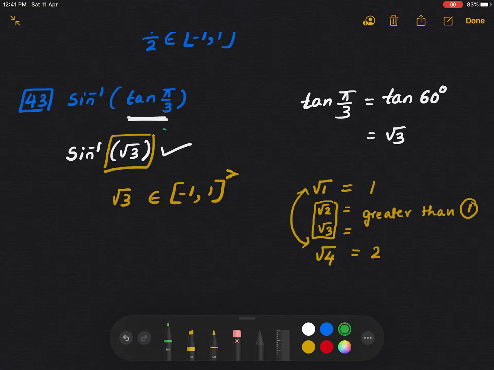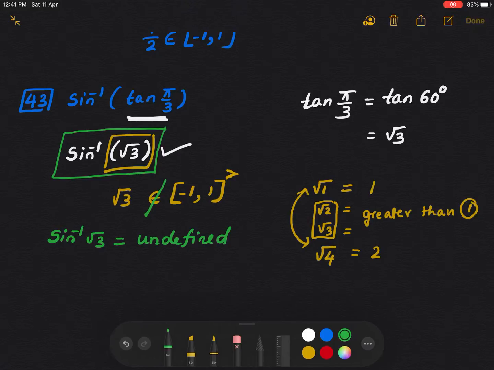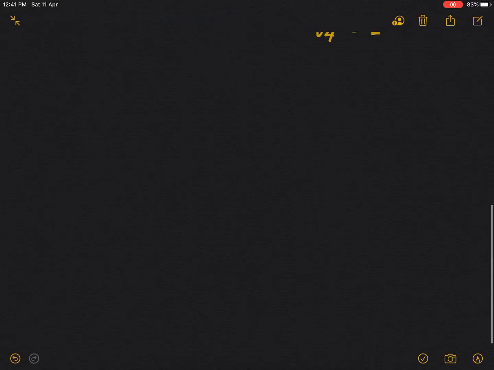So this function is not defined as an inverse trigonometric function. So sine inverse √3 is undefined. The reason is √3 doesn't belong to -1 to 1. Next one, problem number 44.